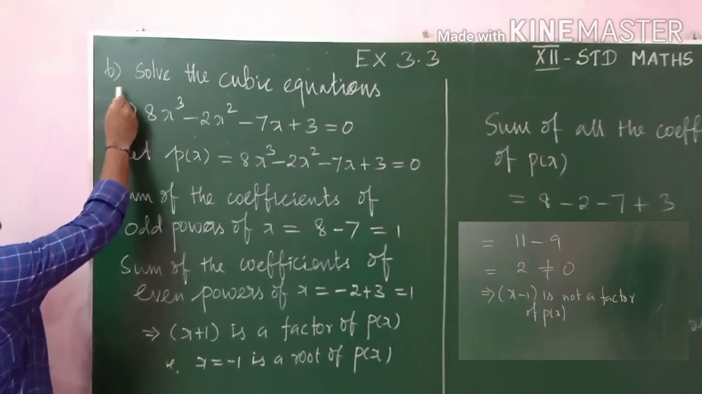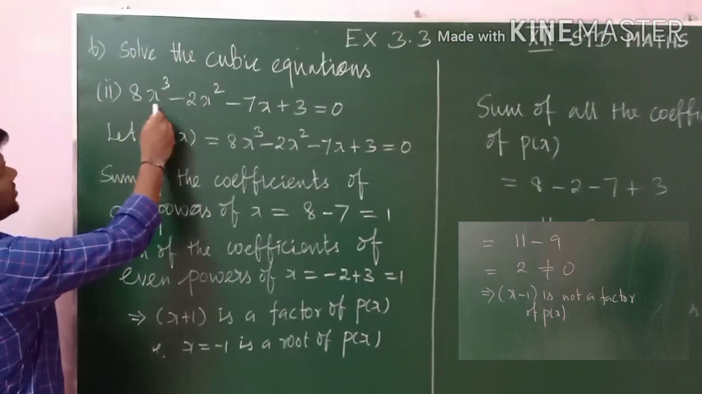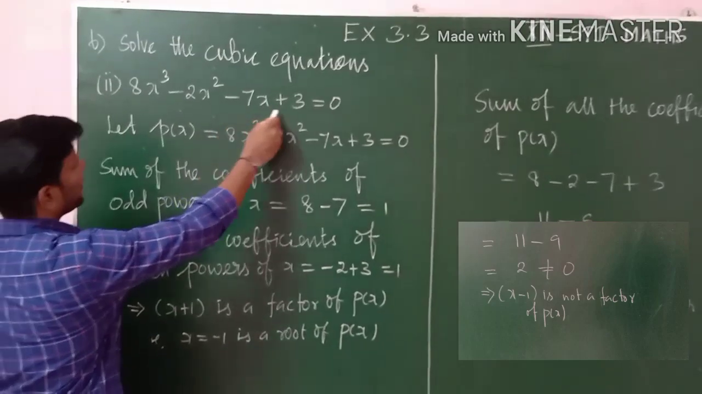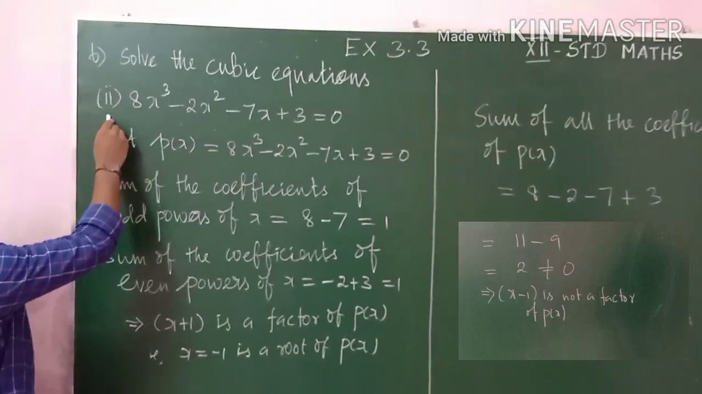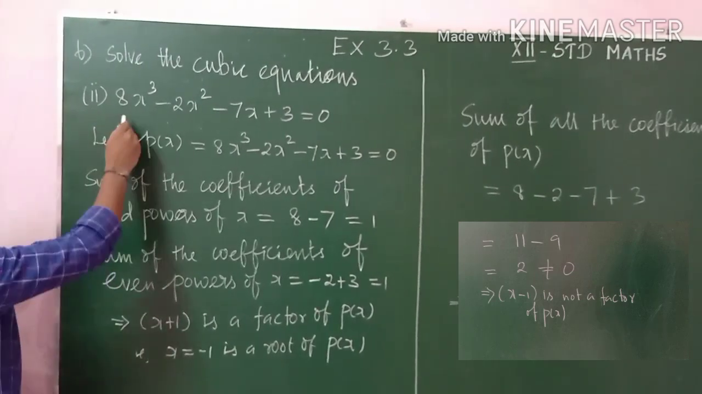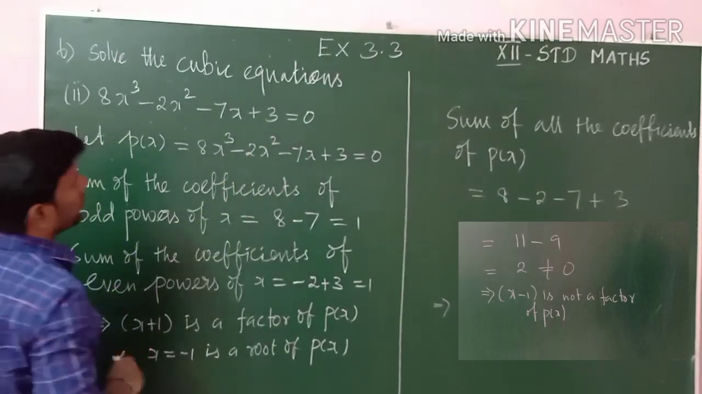Exercise 3.3, sixth question, second part. Solve the cubic equations 8x cube minus 2x square minus 7x plus 3 equal to 0. So already we have finished first part. Now we will see the sixth question, second part. 8x cube minus 2x square minus 7x plus 3 equal to 0.